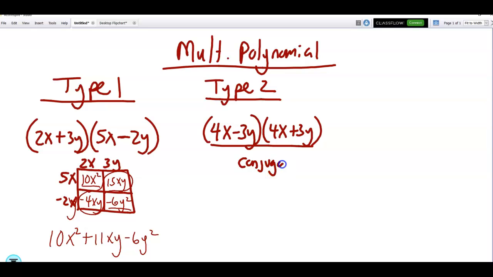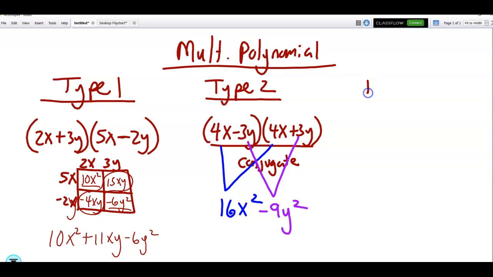A conjugate is any time you have the same binomial, it's just that one has a plus and one has a minus in the middle of it. Okay? And so for those ones there's a shortcut. All you have to do, instead of doing the box method, although you could, you just do the first term times the first term. And you do the last term times the last term. And you're done. Okay? So that's the shortcut method. Let's go ahead and take a look at the final type here, type 3.